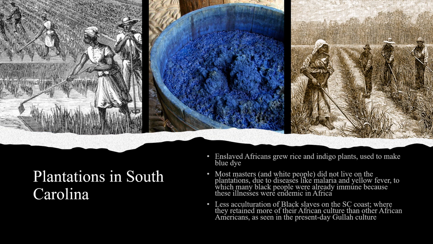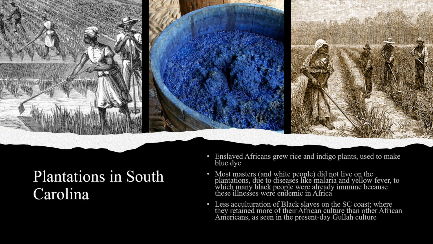Instead of tobacco, these early South Carolinian plantations introduced two crops: indigo, a plant used to make blue dye, and rice. They also grew small amounts of cotton, but this plant would not become a viable cash crop until the late 1700s, after the creation of the United States.